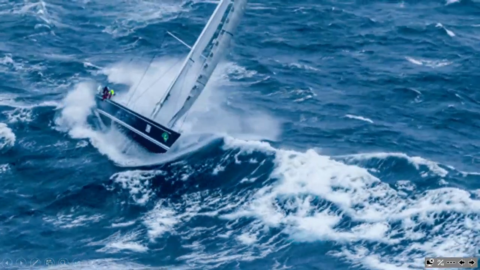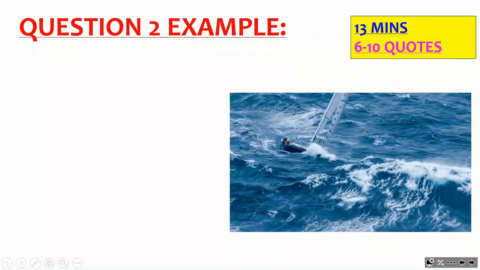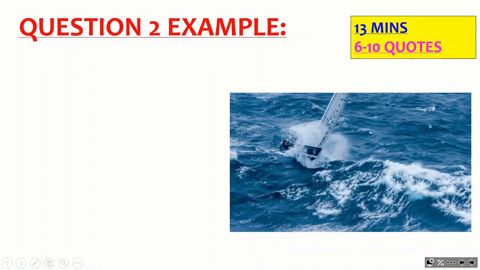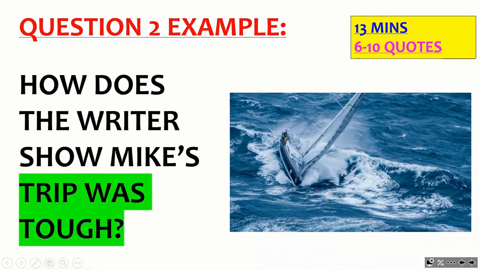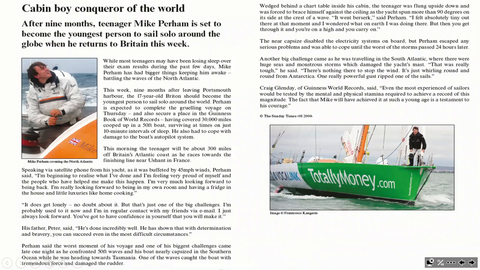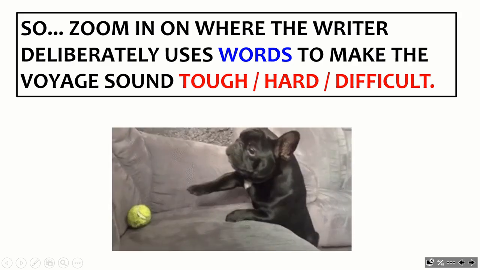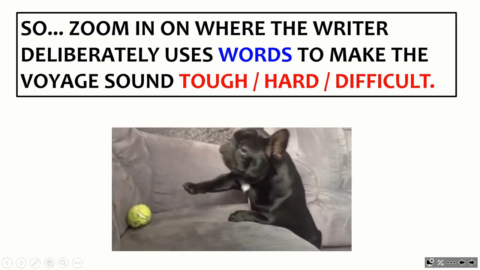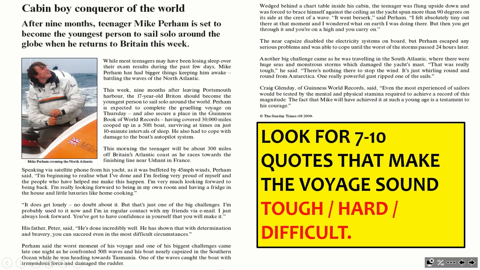Okay, so if we look at an actual exam one now, this is about a guy called Mike Perham, who sailed around the world on his own, a 17-year-old boy. And the question was, how does the writer show Mike's trip was tough? So really simple. You'd go through that extract and try to highlight 9 or 10 things that showed it was a tough journey. You would highlight anything where the writer's deliberately used words to make the voyage sound tough, hard, or difficult. Just because we're on the video, I'll pick out some quotes and you tell me what you would say.